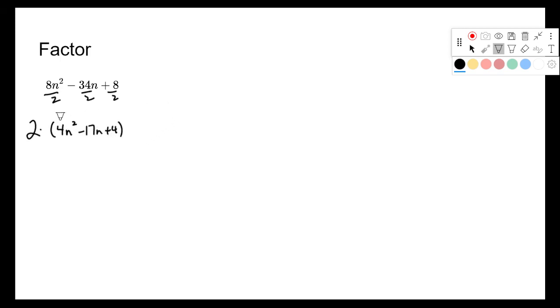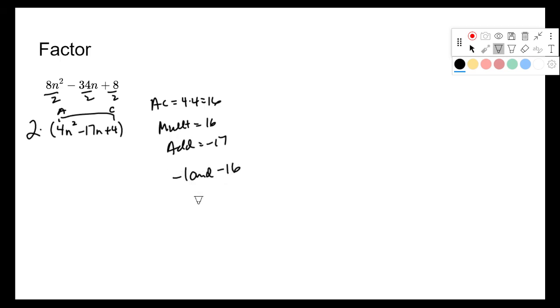Now, I'm going to look inside. Inside, there are 3 terms. In front of the n squared is not a 1. So I'm going to have to try when a is not 1. So I'm going to try the AC method on this. Here we go. So we have a times c, which gives me 4 times 4, which is 16. So my two numbers have to multiply to be 16, and they have to add together to be negative 17. So let's see. It's the combo that nobody ever remembers. It's going to be negative 1 and negative 16.